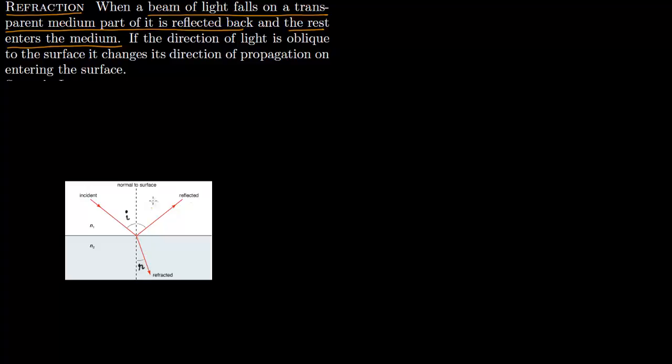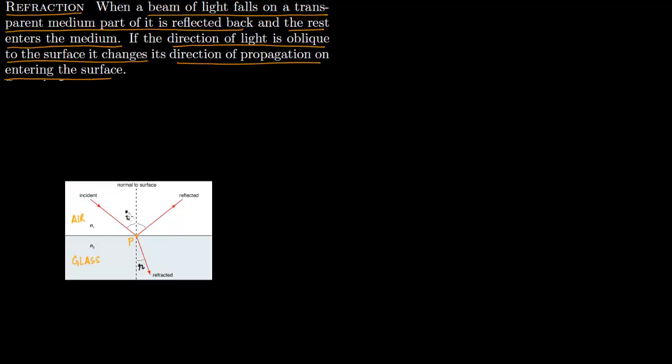Now if the direction of light is oblique to the surface, so oblique means it falls at some angle to the surface, its direction of propagation changes on entering the surface. So the light was going like this, and when it enters the surface, notice that its direction is changed. So say light falls on this point, say P, and say this is air and this is glass. So the light falls at point P.